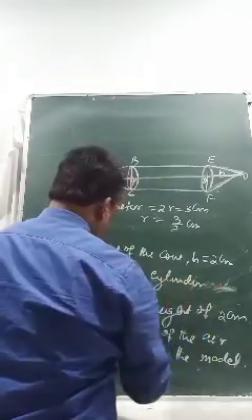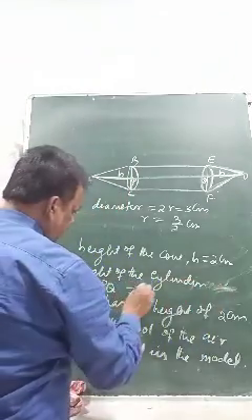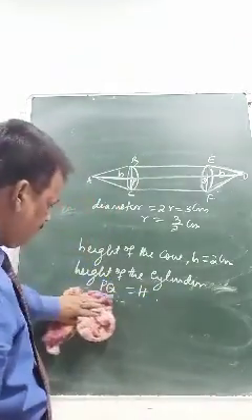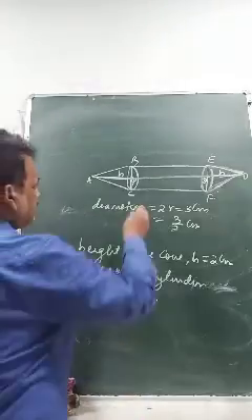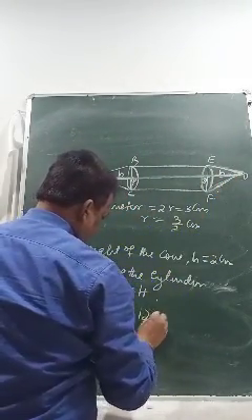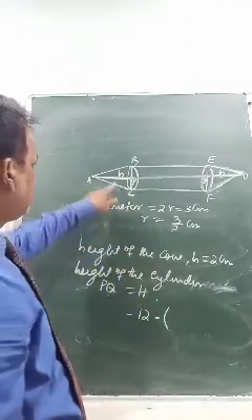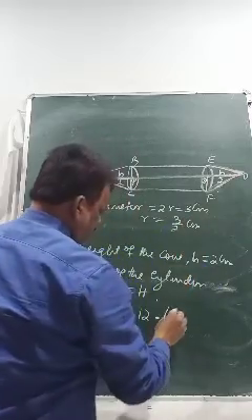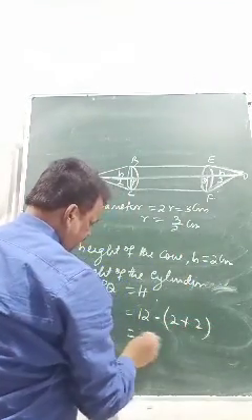Which one? PQ. Suppose this is capital H, a different symbol. How much is it? Total is 12. So from 12, how much do you have to subtract? Now 2 here, 2 also here. So 2 plus 2, that means 8.